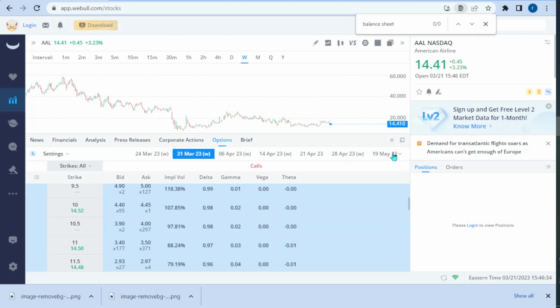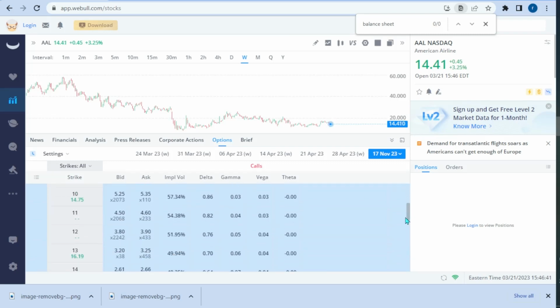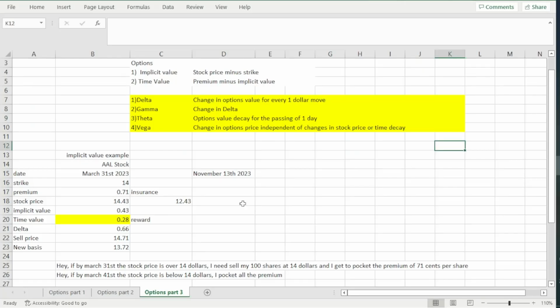So let's go out to a further date. Let's just pretend we go all the way out until November 17th. So let's look at the same strike. This is now $2.61. If we're actually taking the mid, that would be something like $2.63. So let's just go ahead and do that. We're going to plug that in. We're going to look at the same strike, so 14, $2.63. That is our insurance, aka our premium.